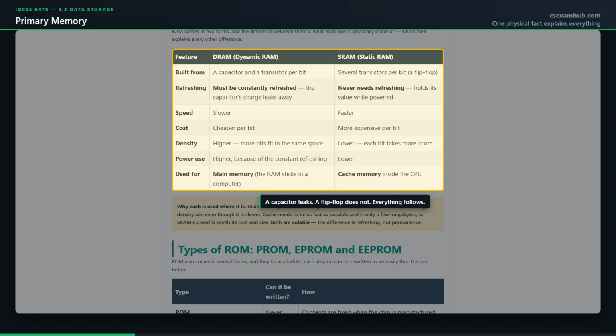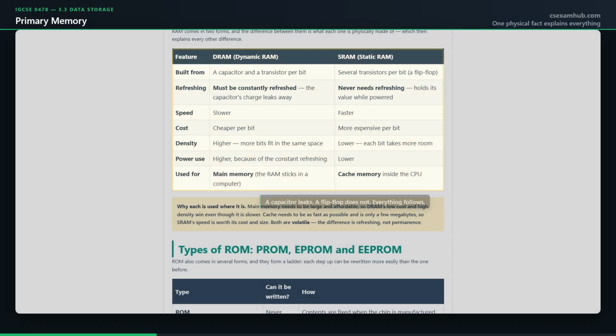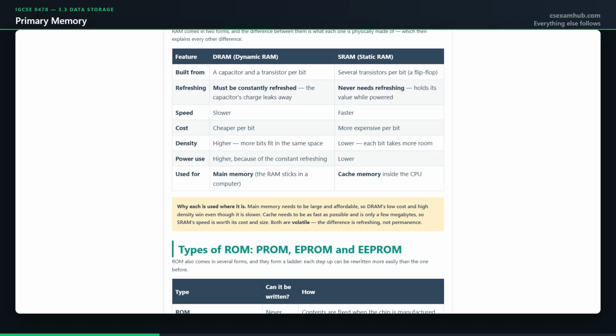Circuitry reads every cell and writes it back thousands of times a second, purely to stop it forgetting. SRAM, static RAM, stores each bit in a flip-flop made of several transistors, typically 6, and a flip-flop holds its state indefinitely as long as power is applied. Nothing leaks, so nothing needs refreshing. That is the single difference. Everything else in the table falls out of it. Watch how SRAM is faster because DRAM has to pause for refresh cycles, and a leaking capacitor takes time to sense. SRAM uses less power because DRAM burns energy continuously doing that refreshing.